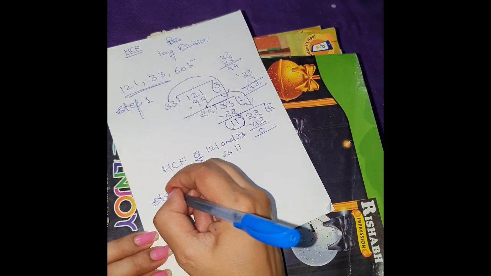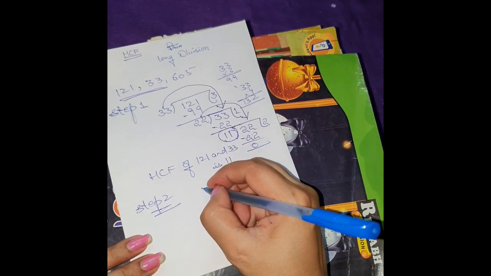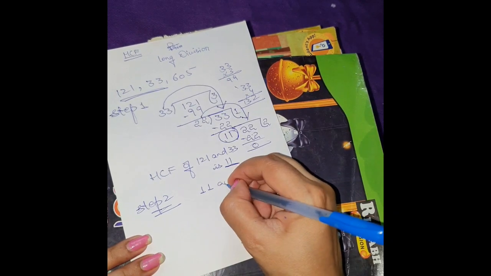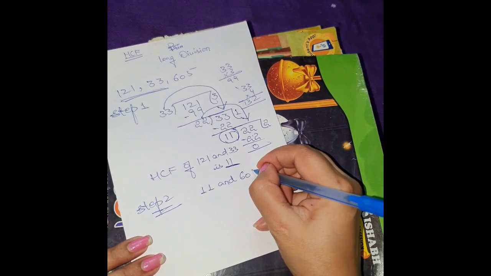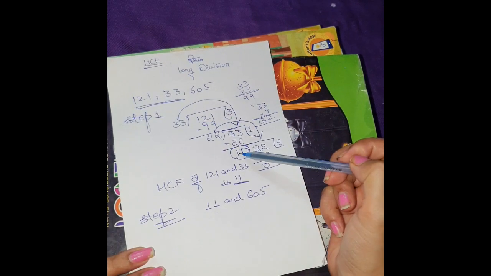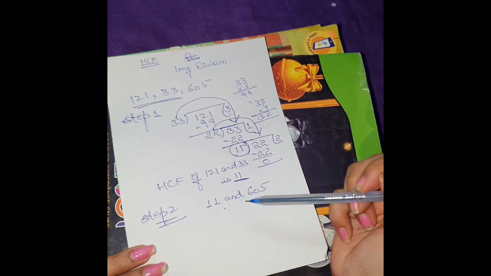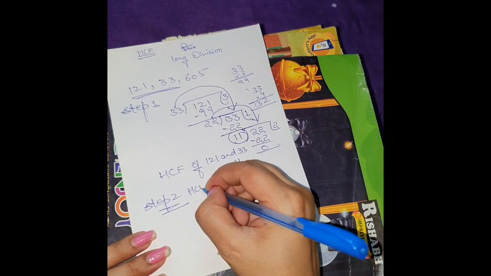Now in our step 2, what will we do? We will find the HCF of 11, the result of the first two, and the third number which is there in our question. So the result of the first two numbers is 11 and the third number is 605. So we will find the HCF of 11 and 605.